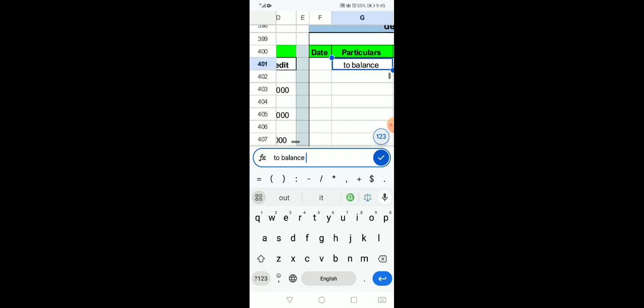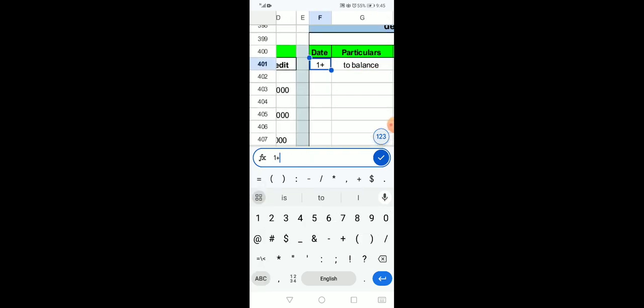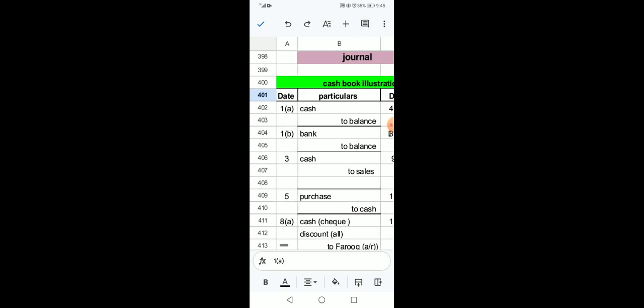Next step is to seek the date, which is 1a. Put date 1a over here. In this way, the first entry has been posted. There was only one element, and that element has been posted. Entry 1a is completed. Mark it as it has been done.